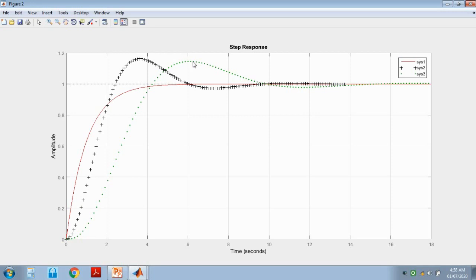In other words, I may say system 3 is unstable, system 2 is moderately stable, and system 1 is highly stable. So if we add an open loop pole, its effect is observed in the closed loop behavior of the system, and it is observed that the system becomes sluggish. This means system 3 will take more time to settle down.